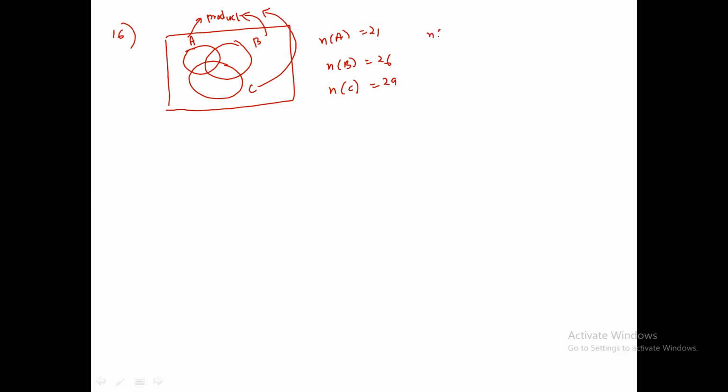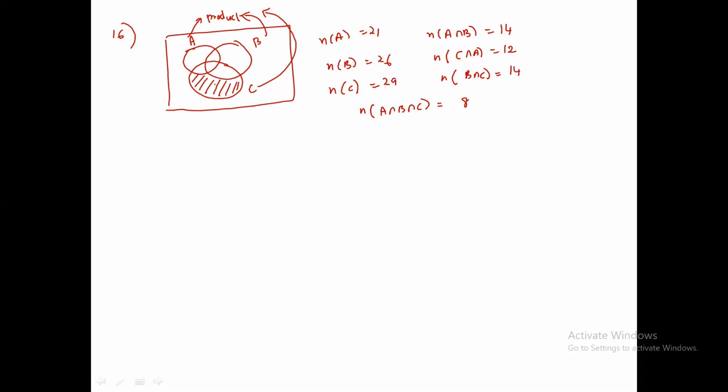Then number of people who like both A and B product, 14. Number of people who like both C and A products, 12. Number of people who like both B and C products, 14. And number of people who like all the three is 8. How many liked product C only? So they are asking C only.